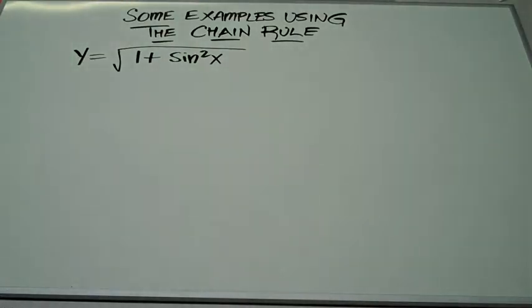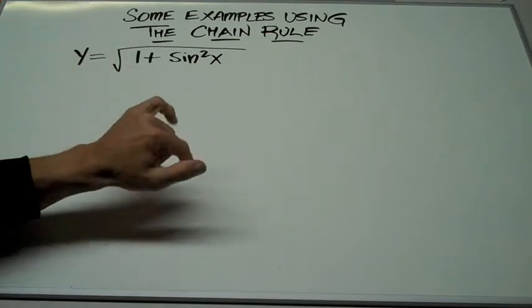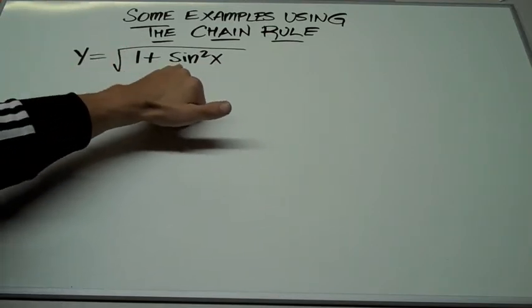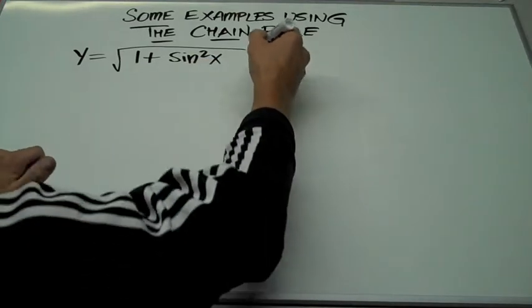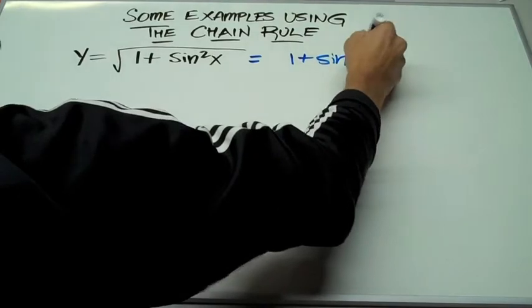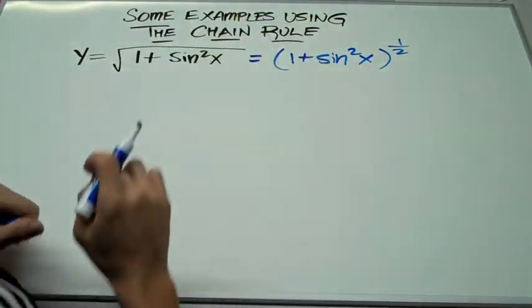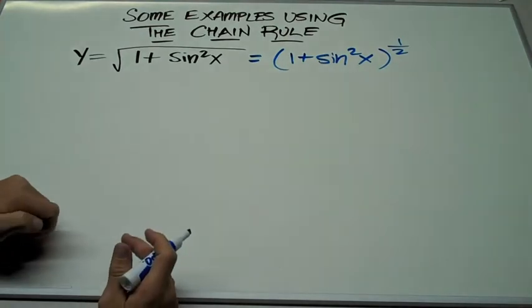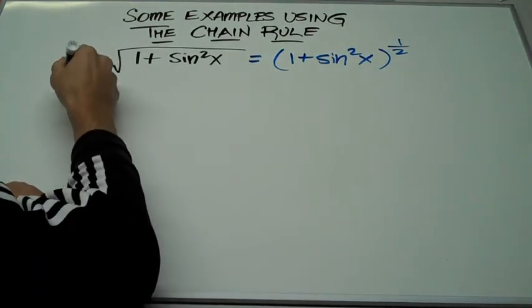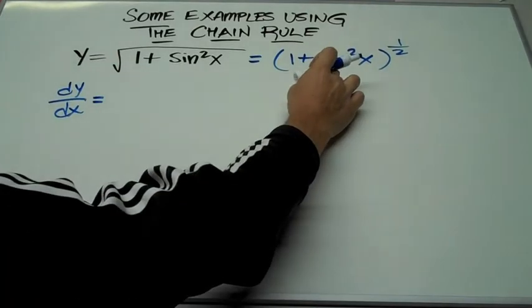Let's do another example of differentiating using the chain rule. For example, if I have y is equal to the square root of 1 plus sine squared x, I have to recognize that I can write this as 1 plus sine squared x to the 1/2. And I can treat 1 plus sine squared x as the u. So for example, if I'm going to find dy dx, I have to treat this as the u.